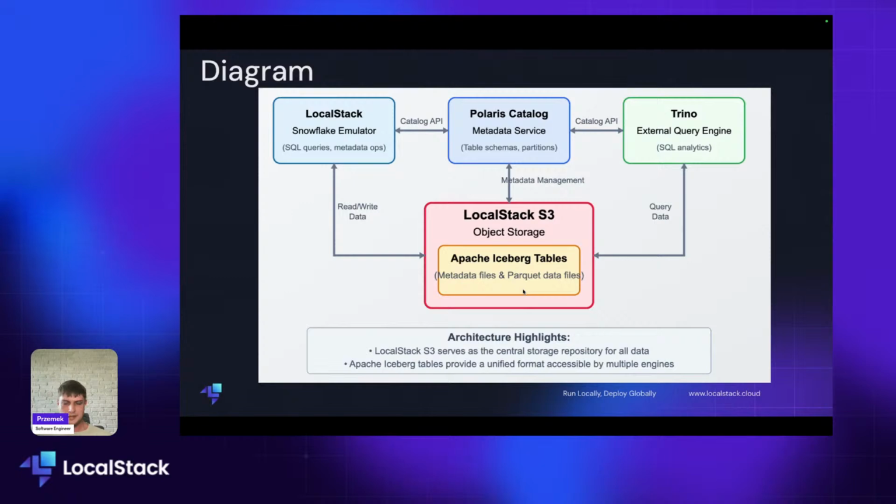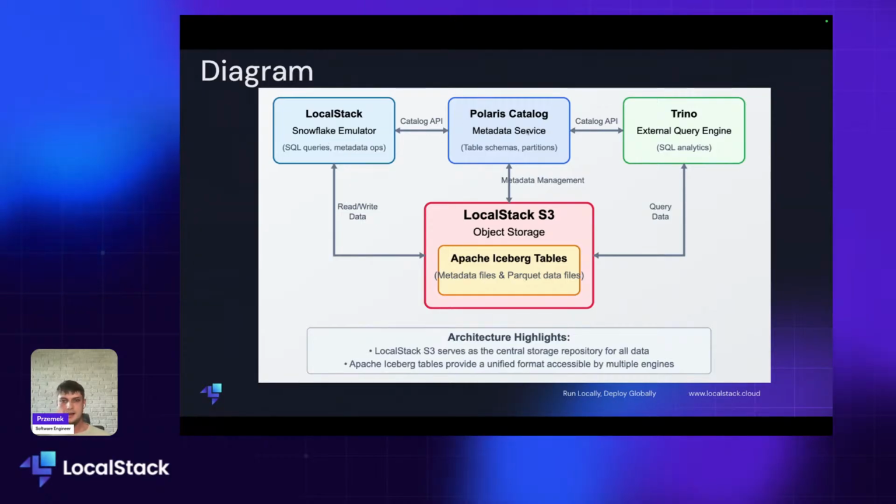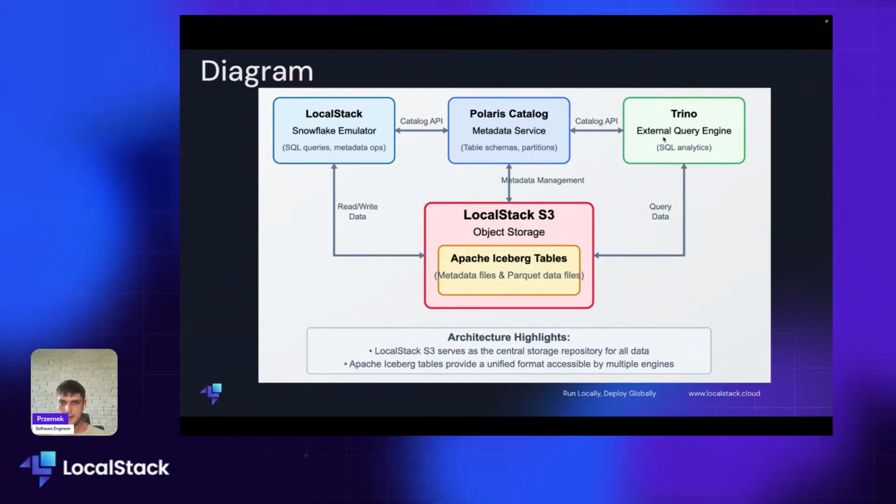Before I start, I would like to present a diagram of what's going on in this demo. We have 4 different components. One is the LocalStack Snowflake emulator. Second one is the Polaris catalog. Then we have the LocalStack S3 object storage bucket, which would contain Apache Iceberg tables with all metadata files and Parquet data files. And also Trino, a distributed query engine, as an external query engine, just to show the interoperability in Polaris catalog.